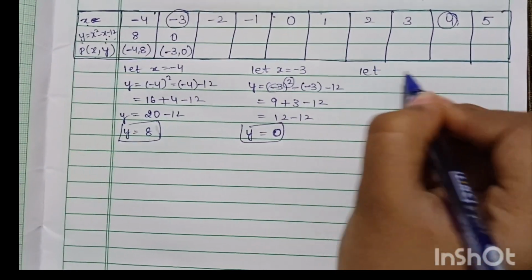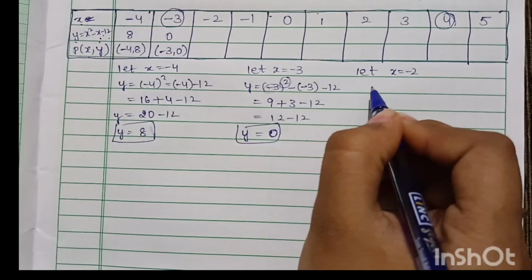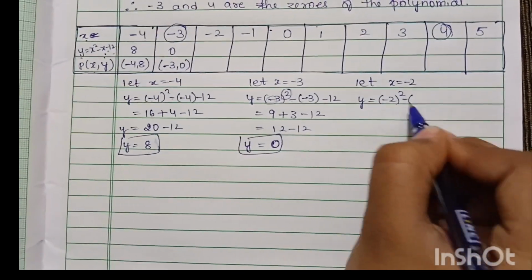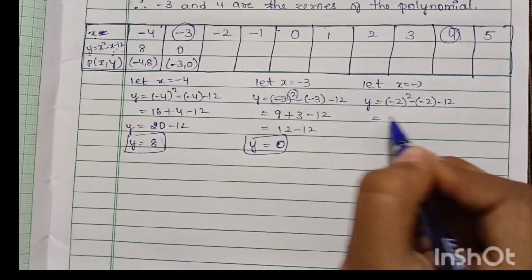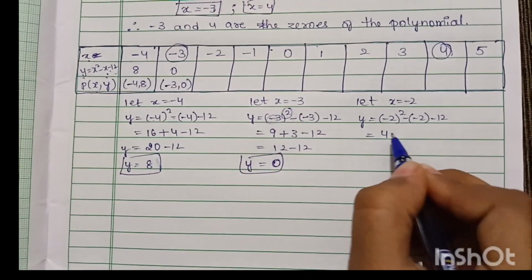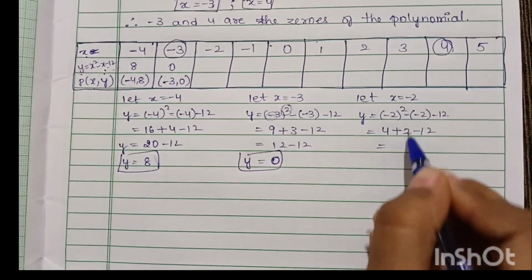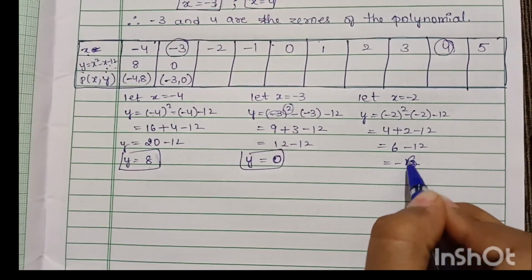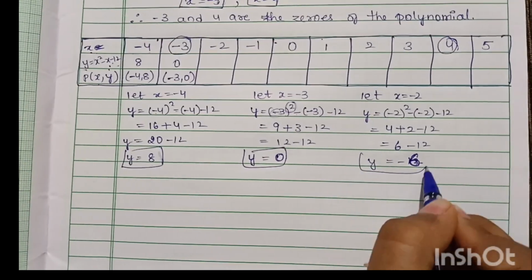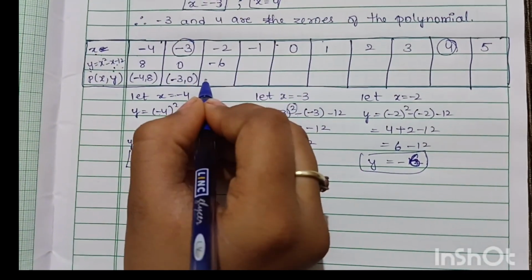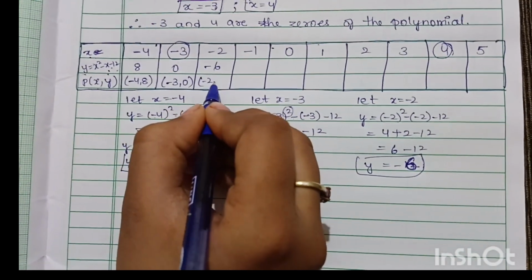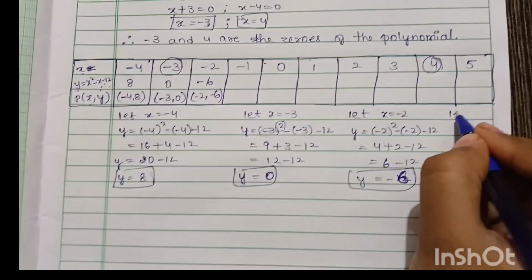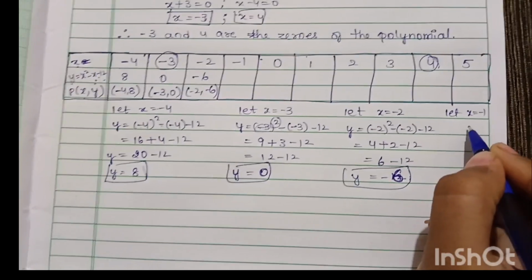Next, let x equal minus 2. If we keep the x value as minus 2, then minus 2 whole square minus of minus 2 minus 12. Minus 2 square is 4, plus 2, minus 12. 4 plus 2 is 6, 6 minus 12 is minus 6. So y is minus 6. Then the point (x, y) is (minus 2, minus 6).